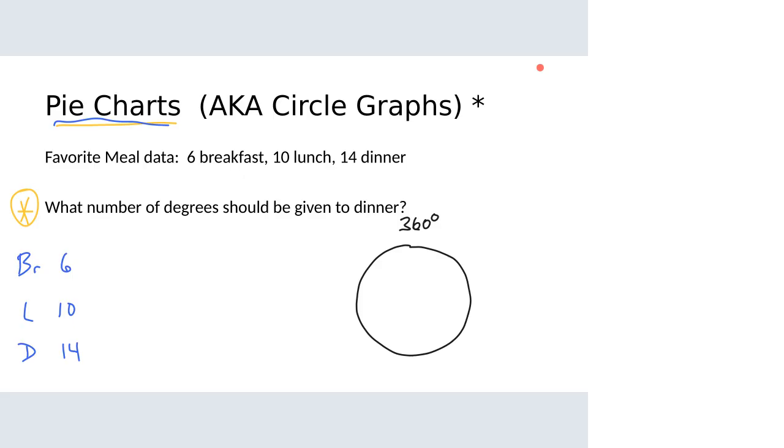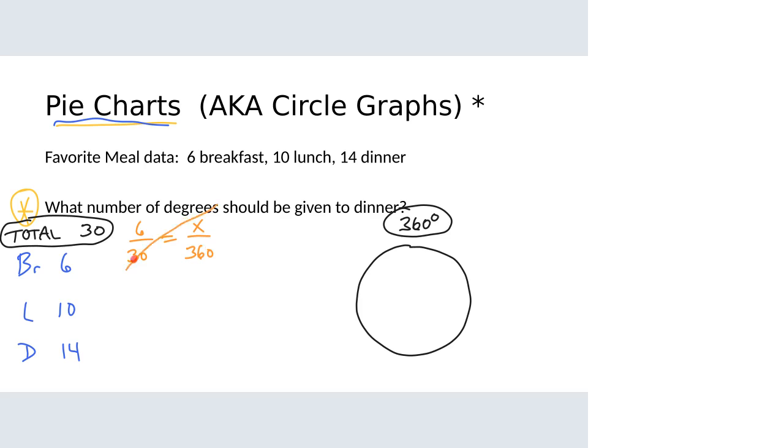Now, if we were going to go through the whole process of making a pie chart, which we're going to do, we would need the total. And let's see, 14 plus 10 would be 24 and 6. So there are 30 total people. So 30 total people, 360 total degrees, and that's how we're going to set up our proportions to divide this thing out. So to begin with, we'll have breakfast. And so 6 out of the 30 people that were surveyed chose breakfast as their favorite. So based on that, how many out of 360 degrees should be given to breakfast?